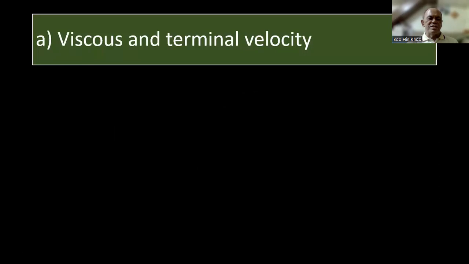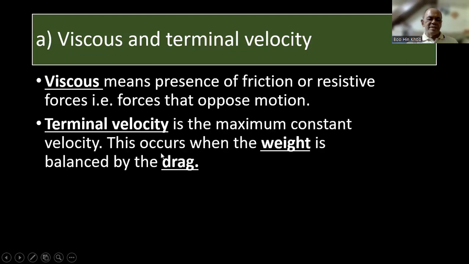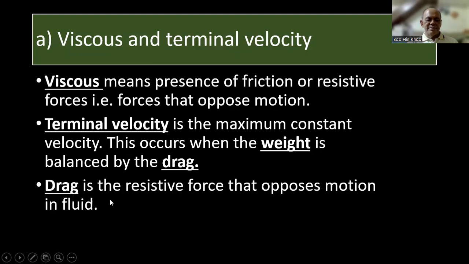Viscous and terminal velocity. Viscous means presence of friction or resistive forces. These are forces that oppose motion. The key is oppose motion, so the direction is always opposite to the direction of motion. Terminal velocity is the maximum constant velocity. This occurs when the weight is balanced by the drag. Drag is the resistive force that opposes motion in the fluid.